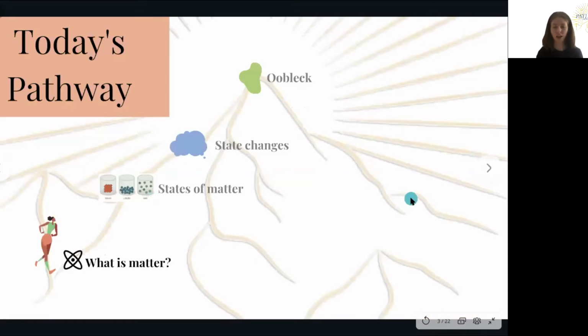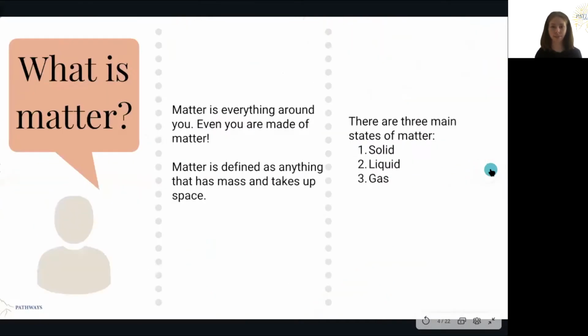So here's just an overview of what we're going to be covering today. We're going to start by talking about what matter exactly is. So what is matter? Matter is everything around you. Even you are made of matter. It's defined as anything that has mass and takes up space. And then today we're going to be talking about the three main states of matter, which are solid, liquid, and gas.